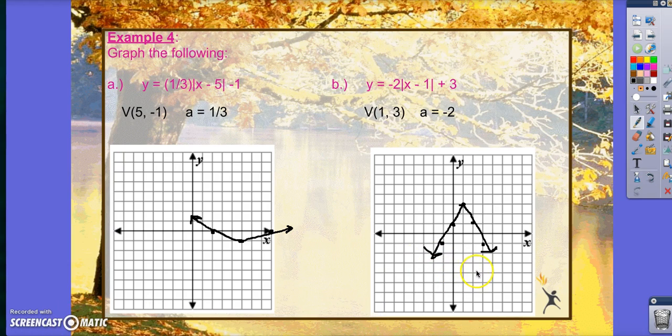You can see here that it's a -2, so it opens down, and it's actually steeper. Do you see how absolute value of -2 is 2? So it's narrower than the last one. This one's wider.